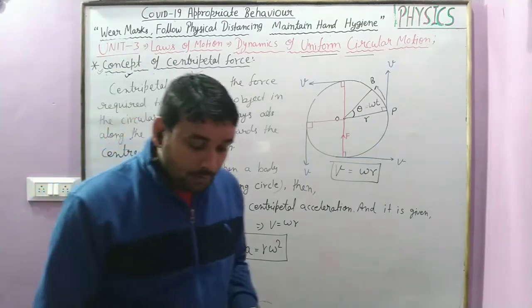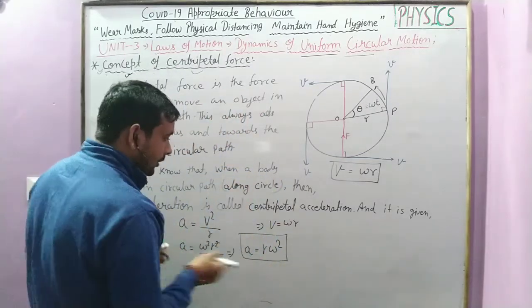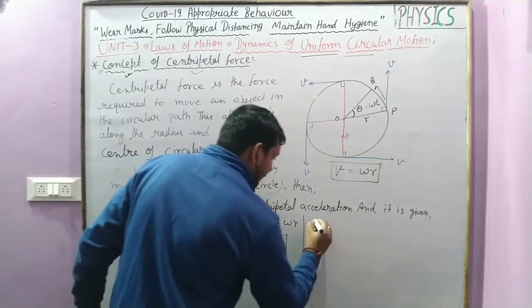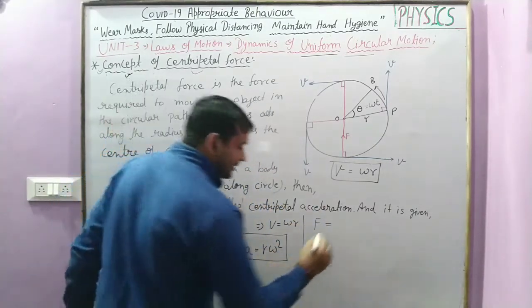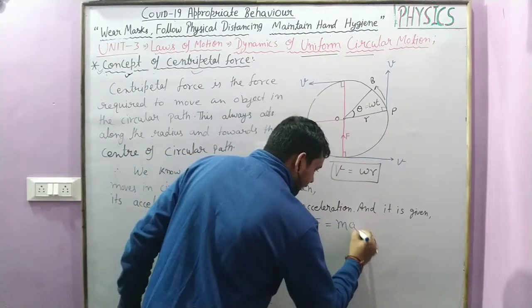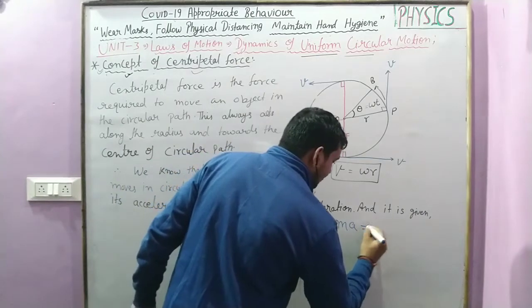So the force experienced by the particle moving in the circular path is, we know that F is given by the product of mass and acceleration, and we have the value of acceleration in the form of linear velocity.